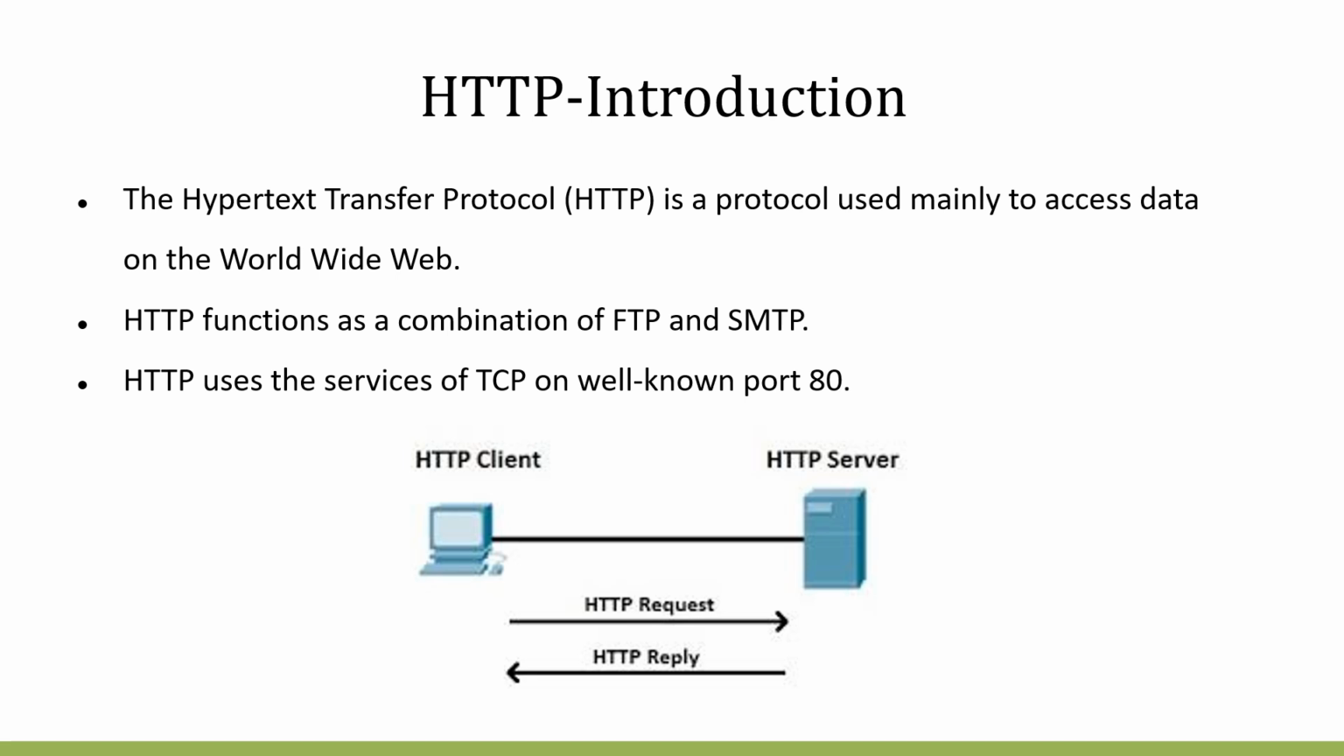Some of the key features of Hypertext Transfer Protocol are: HTTP allows users to retrieve and interact with web resources such as web pages, images, and videos. HTTP functions as a blend of File Transfer Protocol and Simple Mail Transfer Protocol, enabling file transfers and data communication over the web. HTTP relies on Transmission Control Protocol, ensuring reliable data transmission. It typically uses well-known port 80 for communication, which is the default port for HTTP traffic.